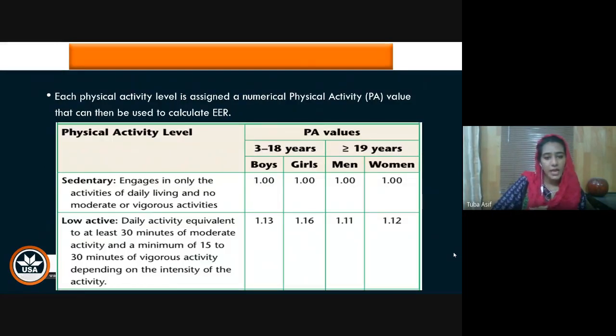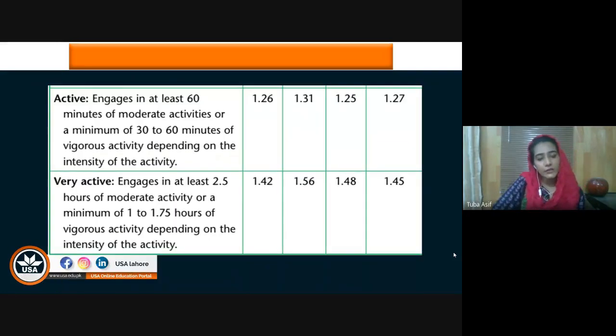Here is the chart that describes the physical activity levels and their constants. Each physical activity level is assigned a numerical physical activity value that can be used to calculate the EER. Sedentary lifestyle includes the activities of daily living and no moderate or vigorous activities. The low active includes a daily activity equivalent to at least 30 minutes of moderate activity and a minimum of 15 to 30 minutes of vigorous activity. Active lifestyle engages in at least 60 minutes of moderate activities, or a minimum of 30 to 60 minutes of vigorous activity depending upon the intensity of the activity. And the very active is the one in which one engages in at least 2.5 hours of moderate activity or a minimum of 1 to 1.75 hours of vigorous activity depending upon the intensity of the activity.